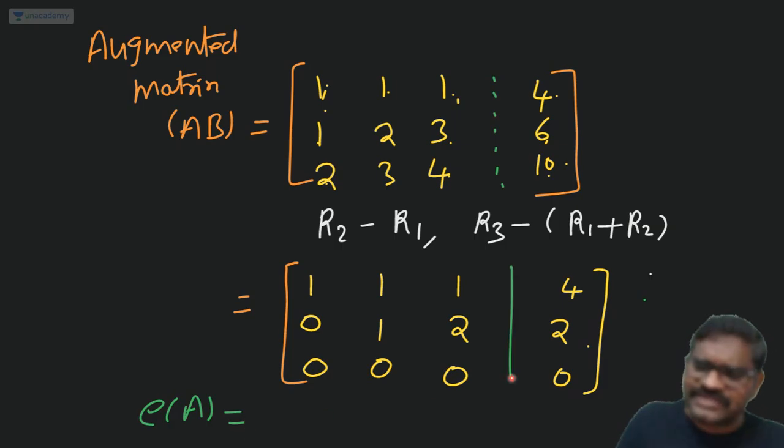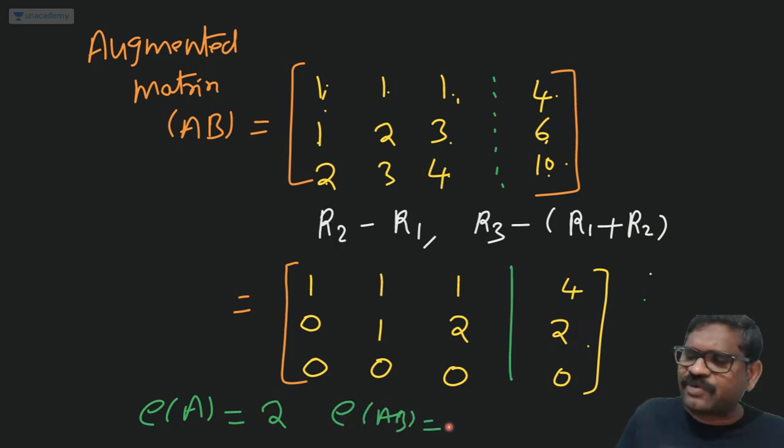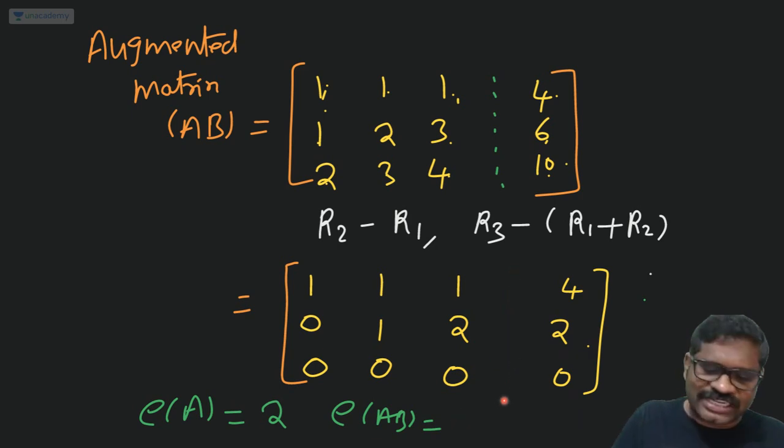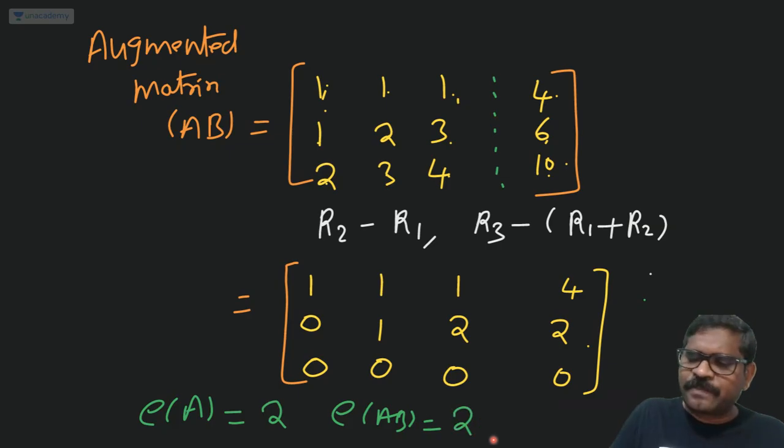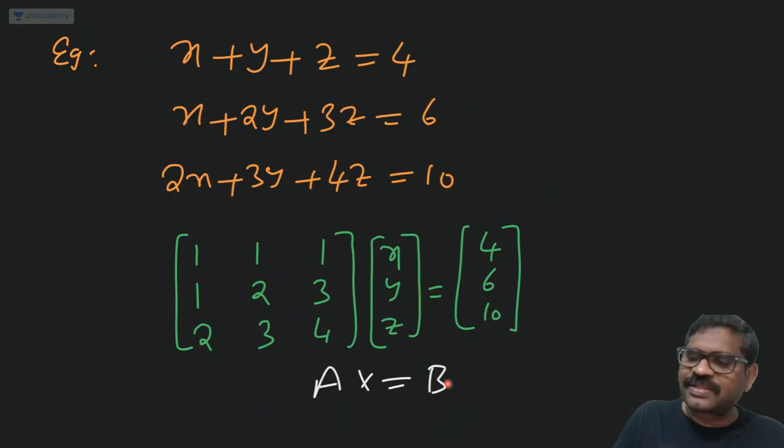Now, what is the rank of A? Rank of A means the left side of this line. The number of non-zero rows is 2. Rank of AB: whenever you are writing the rank of AB, you have to look at the complete matrix. The last row is a zero row. That's why the rank of AB is 2. How many variables are in your system? X, Y, Z. 3.